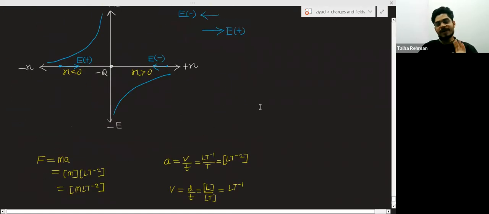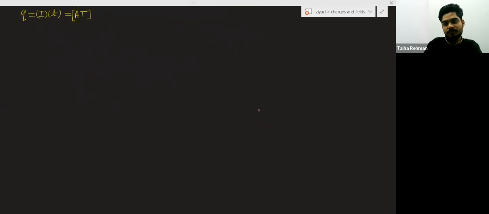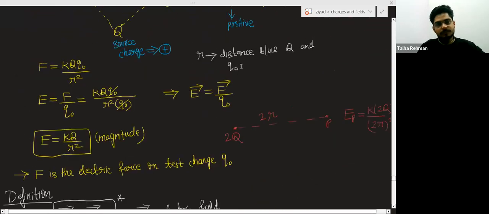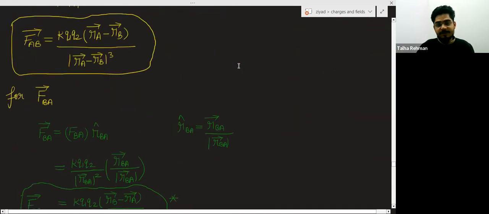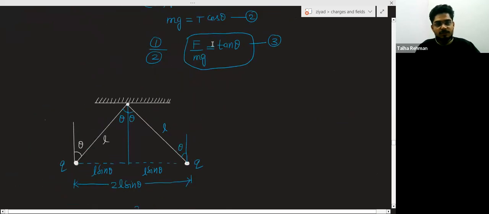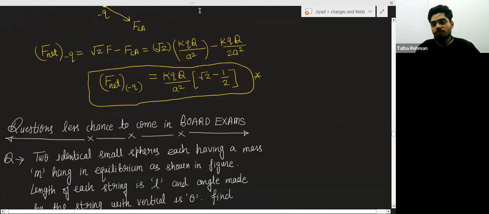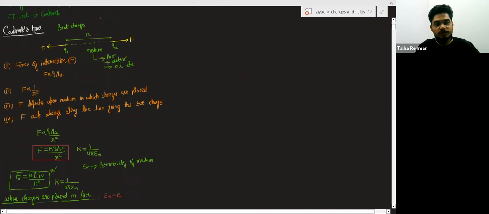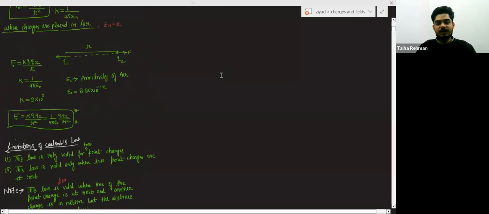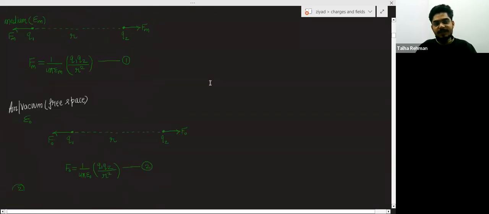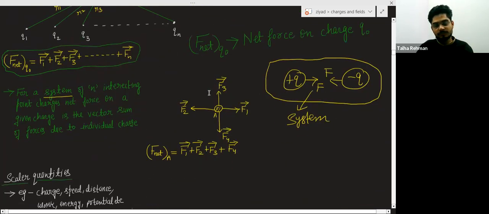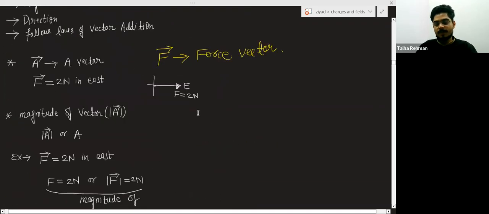So now Coulomb's law and electric field. Clear? We cannot cover all the topics, okay? The main topics I am covering: Coulomb's law, you should know what Coulomb's law is, and after that, the electric field you should also know.